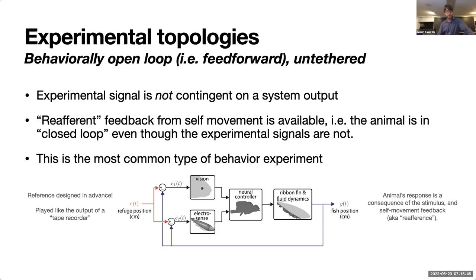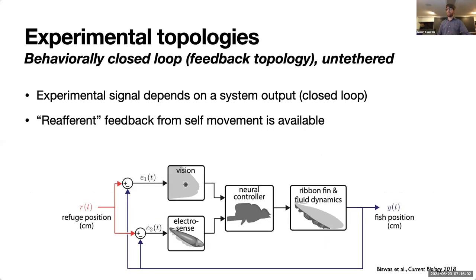I'm currently pointing to the fact that the feedback diagram actually looks like a closed loop system, and it is, because the animal's sensory feedback is still intact. But from an experimental point of view, it's behaviorally open loop. I am not controlling the stimulus as a function of the animal's behavior.